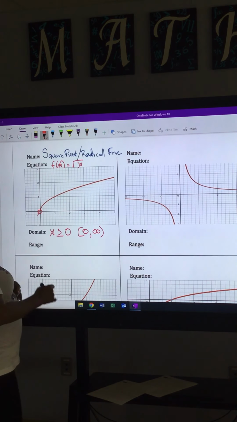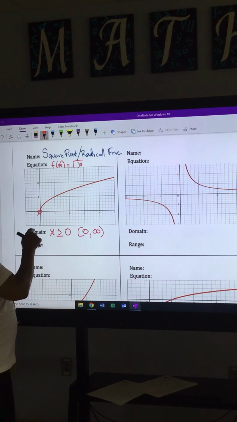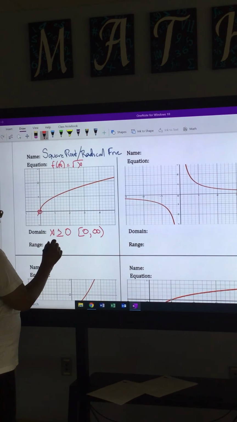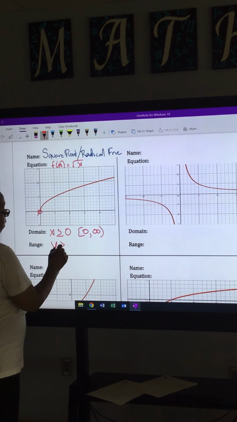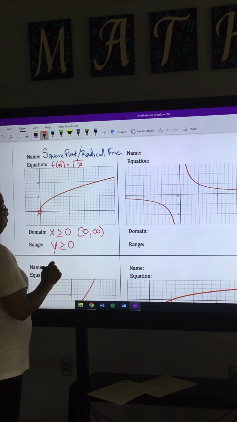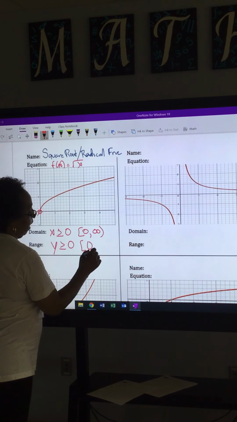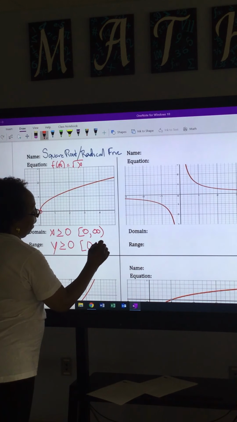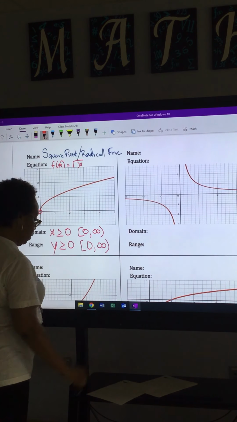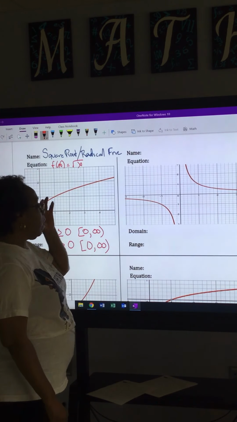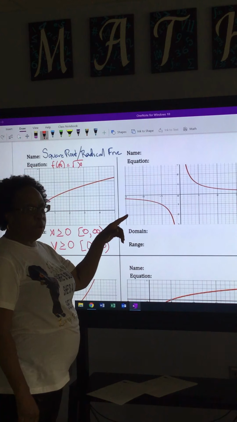Next, we want to look at our range. Again, range is the same way. It goes up and down this way. It starts at 0 and works its way up this way. So it keeps going up also. So y is greater than or equal to 0. And again, our notation is going to be 0, comma, positive infinity, parentheses. Okay?